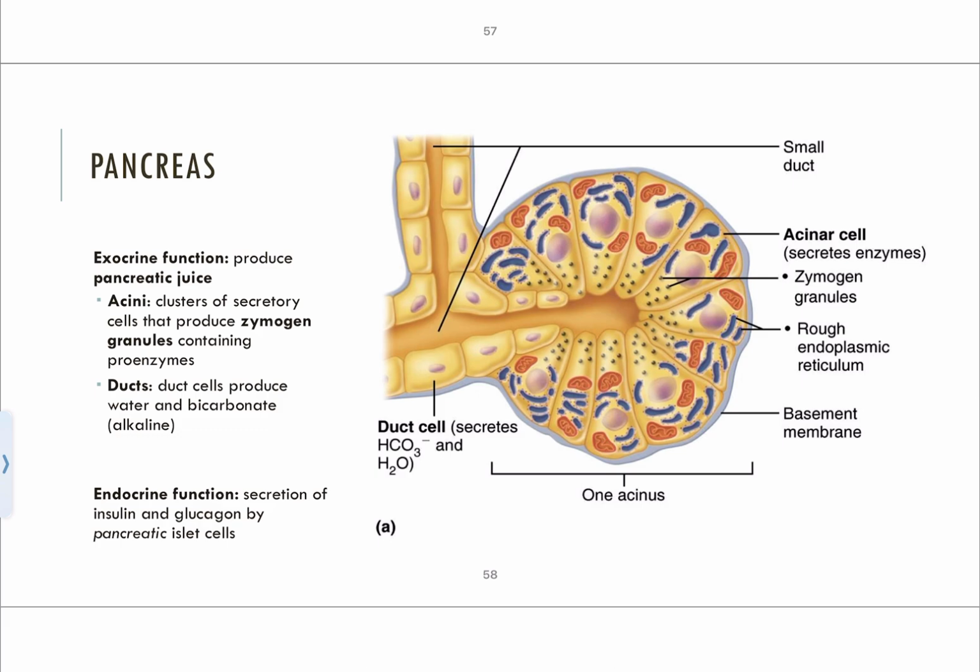Okay, the pancreas. The pancreas is really important in the digestive system because it produces the enzymes that break down all macromolecules that we are bringing in. So all macromolecules, we're talking about proteins, lipids, and carbohydrates. So the enzymes secreted from the pancreas can break down all of these.